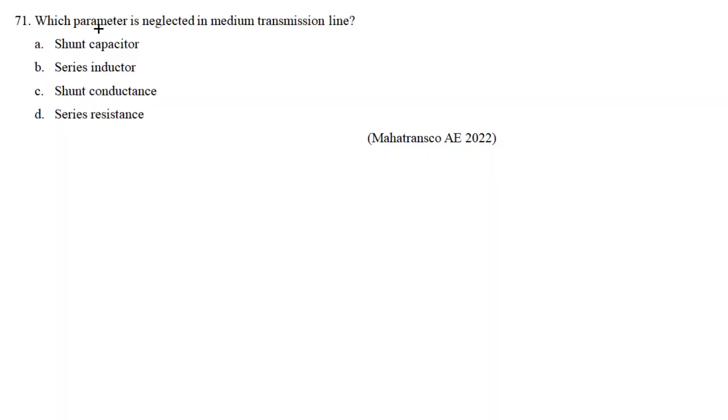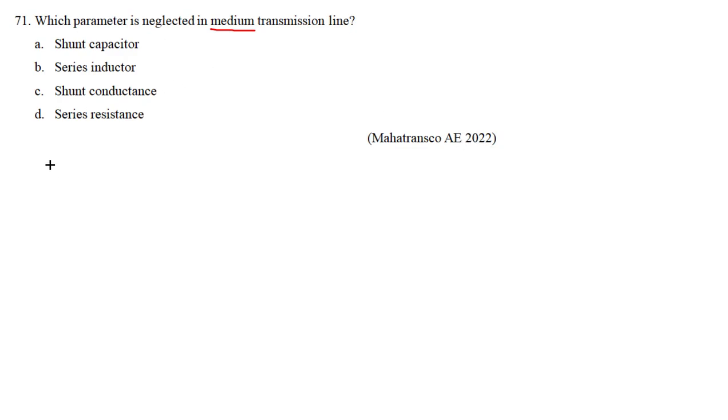Question number 71. Which parameter is neglected in medium transmission line? Option A, shunt capacitor. Option B, series inductor. Option C, shunt conductance. Option D, series resistance. Question is asked in Mahatransco AE exam year 2022.